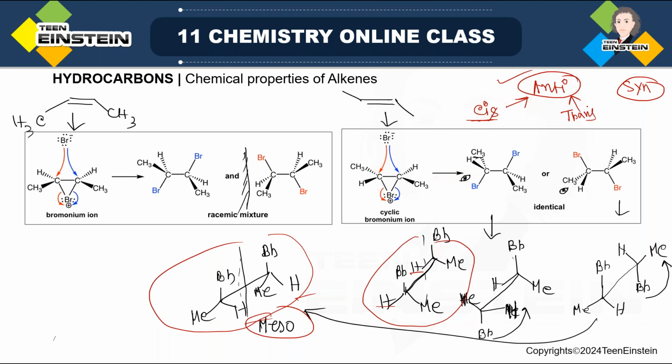This is just a simple way to remember. A similar thing we'll see when it is a syn mechanism and you are starting from cis: now you will get an identical compound. But when it is a syn mechanism and your starting material is trans, these two will not cancel each other, and ultimately you will get a racemic mixture. But in our case, this is the anti mechanism. So from cis, you will get a racemic mixture. Or if it is trans or E, you will get a single compound, which is meso.